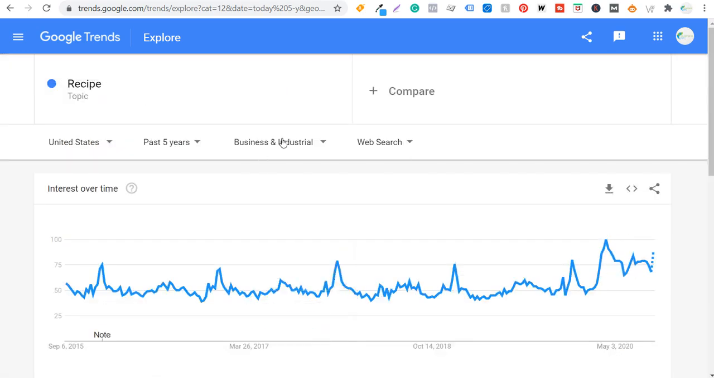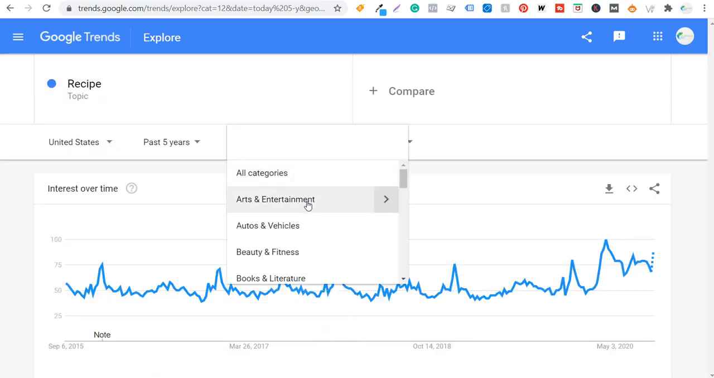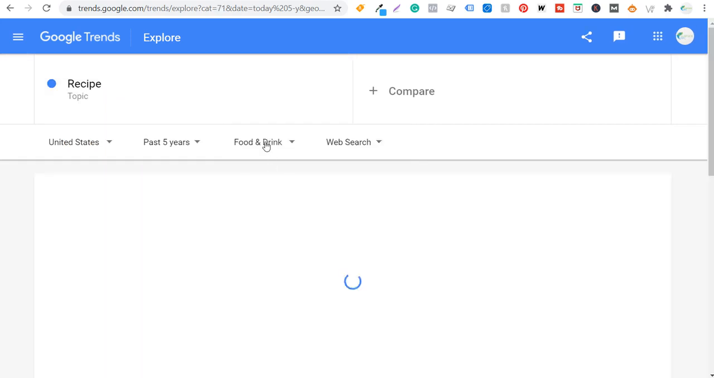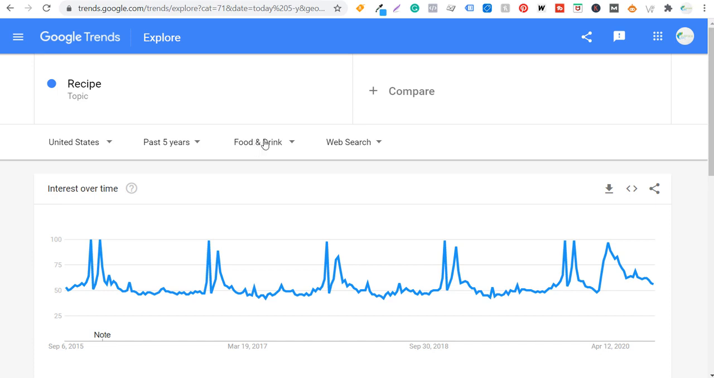Now, if we come over, one of the issues with the data might have been that I was in the business and industrial category. So if we come down, make sure we go to food and drinks. You want to make sure you update this category here. Now, if you click on this drop down, you can look at image search, Google shopping search, and YouTube search.